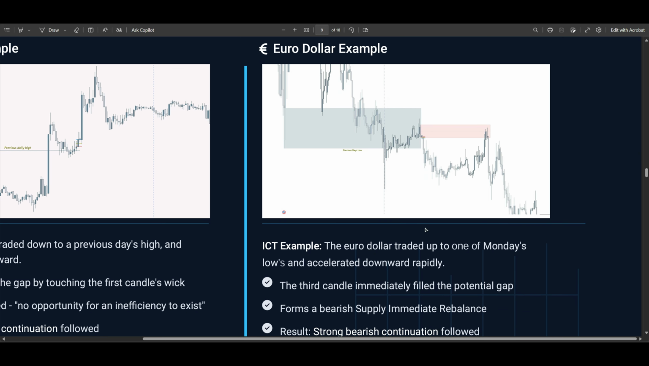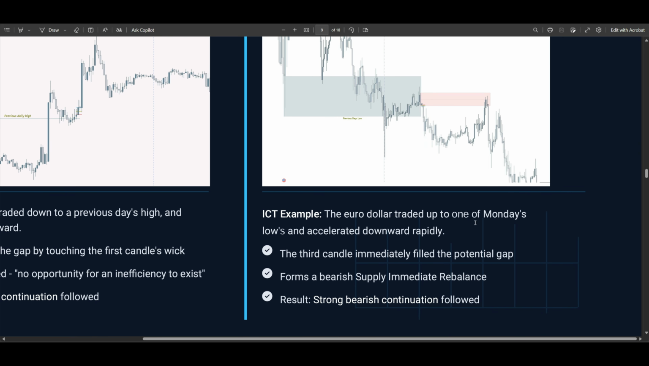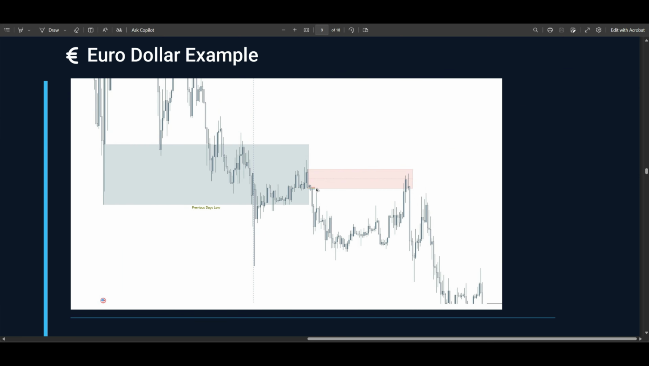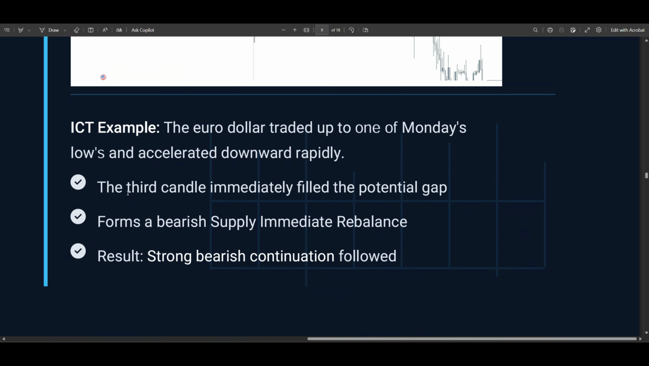Now for the euro dollar example, the euro dollar traded up to one of Monday's lows and accelerated down rapidly. So as you can see here, price tapped into this low right here, this one of the previous day's lows. So I just marked up the whole wick, and then once price traded up there, you can see there was that immediate rebalance here, and then price started going down. So again, the 3rd candle immediately filled the potential gap, and then this forms a bearish supply immediate rebalance. So that's a whole other thing, right? It's like a supply and demand paired up with immediate rebalance, and the result was what?